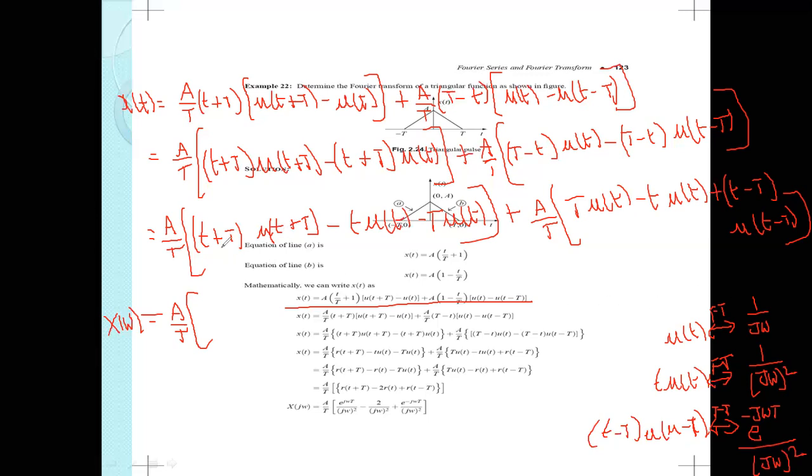So u(t) is 1 by j omega, and multiplied with t it is 1 by j omega whole square, and it is shifted with the plus T. Plus T means the exponent becomes positive. So the total function here is e power j omega capital T by j omega whole square. That is the first one. And t into u(t), what is the transform of t into u(t)? 1 by j omega whole square.